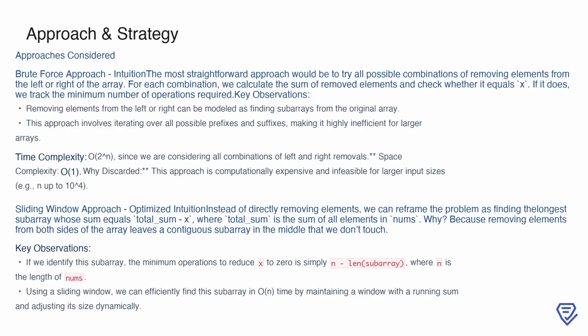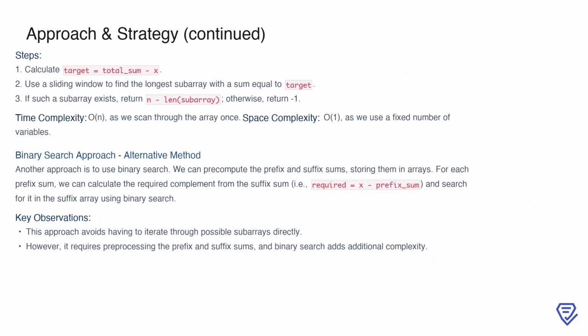The idea is that if we don't touch this subarray, the sum of the removed elements from both ends will equal x. Now, let's break down the steps of the sliding window approach. First, we calculate the target sum, which is total_sum - x. This represents the sum of the subarray we need to find.